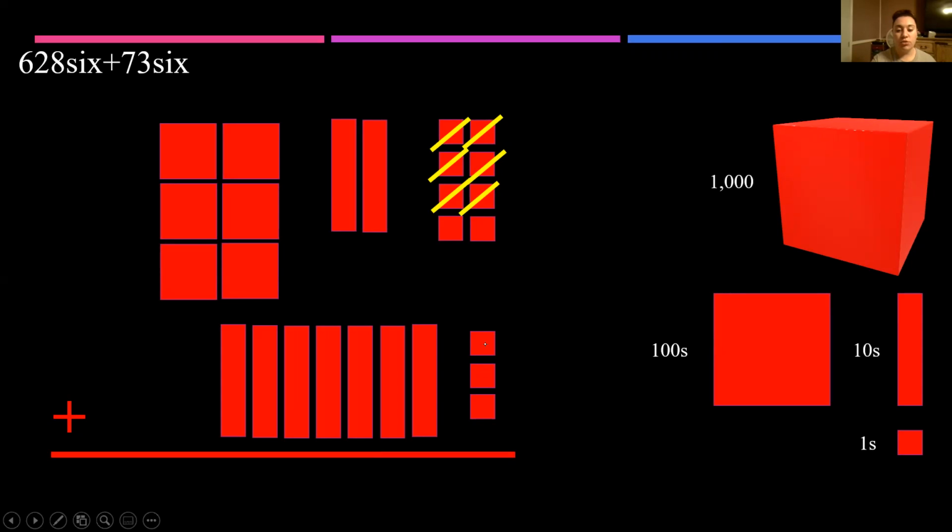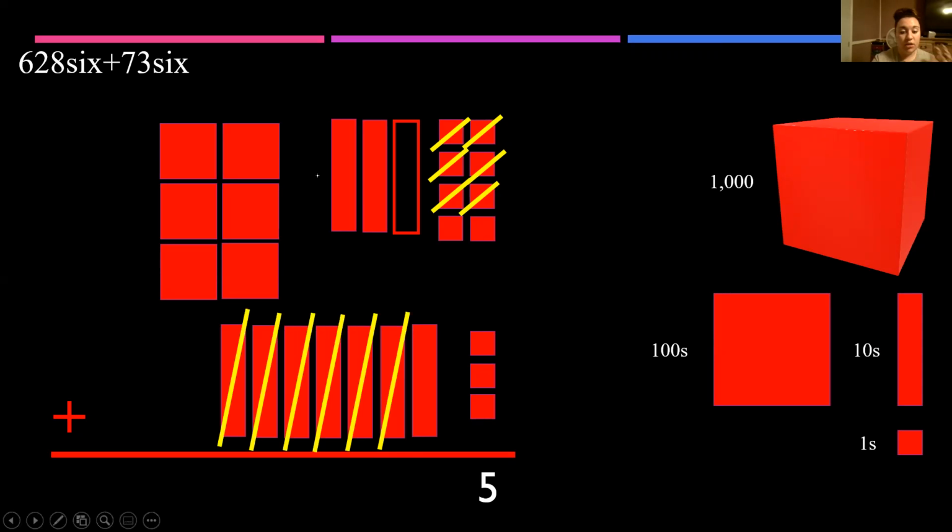Remaining is 1, 2, 3, 4, and 5. So you keep your 5 and you carry your 1. So now we're going to do the same thing. We get rid of 6 here. So now what is our remainder?